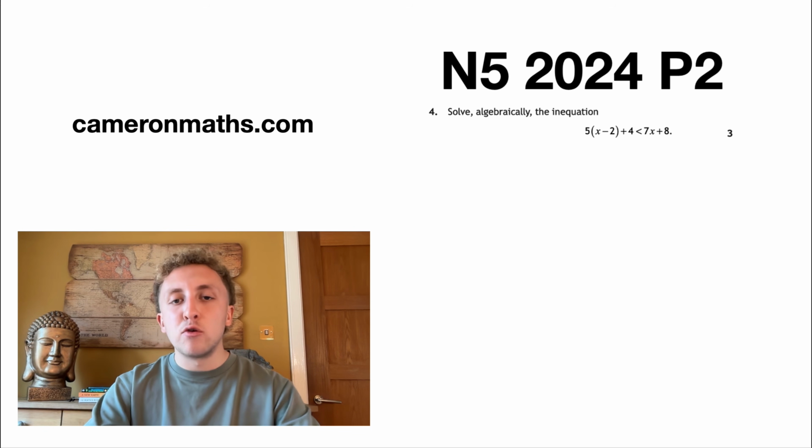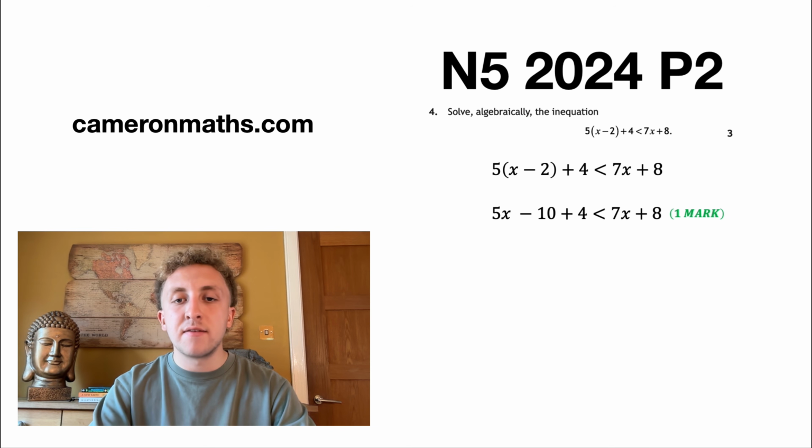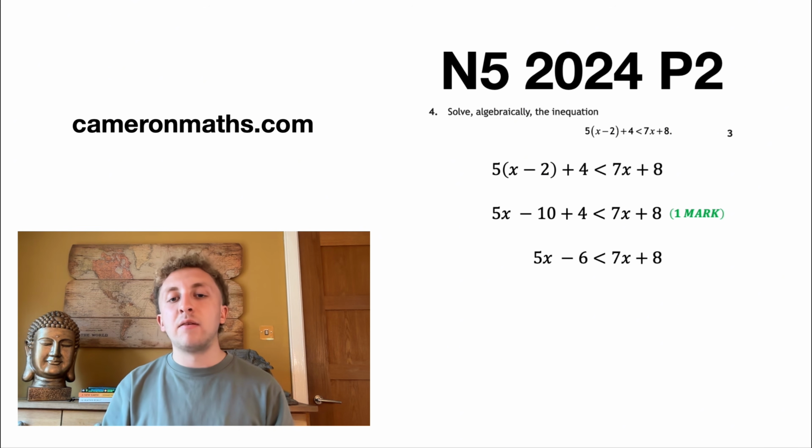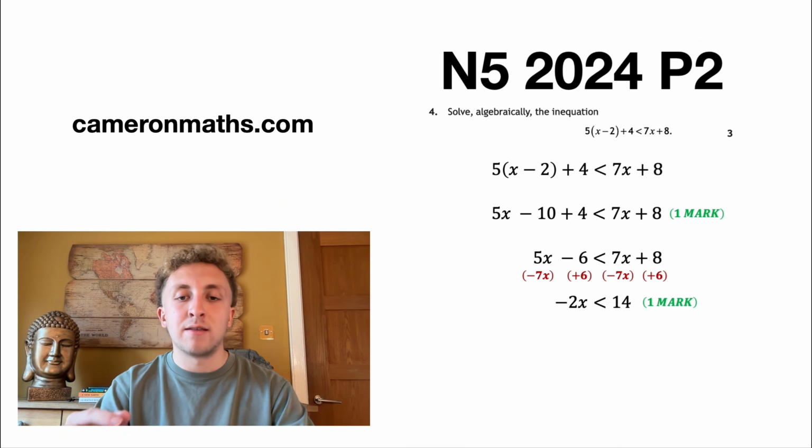Here we've been given the algebraic inequality 5 times x minus 2 plus 4 is less than 7x plus 8, and they want us to solve this. What we need to do first is break the brackets on the left. We'll get 5x minus 10 plus 4 is less than 7x plus 8. Negative 10 plus 4 is negative 6, so we've got 5x minus 6 is less than 7x plus 8, and then we want to get the x's on the left and the numbers on the right, so we'll subtract 7x from both sides and add 6 to both sides to get negative 2x is less than 14.